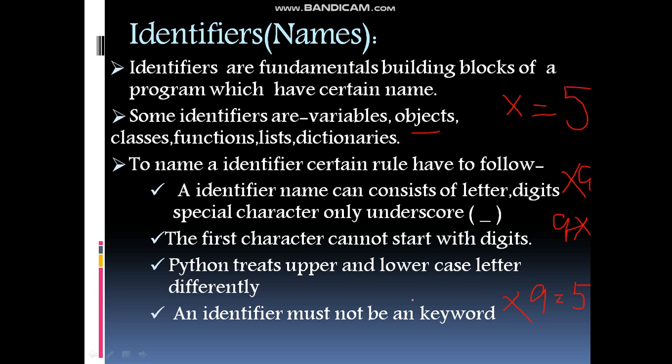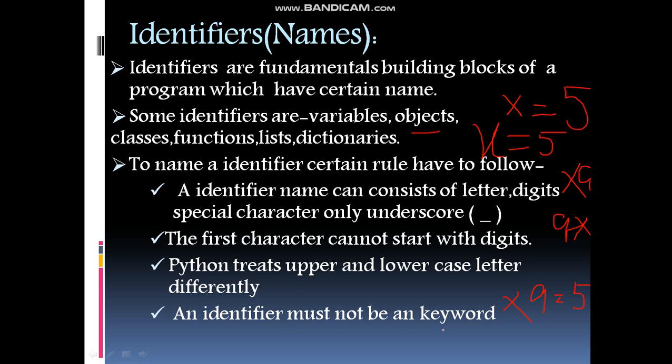Python treats uppercase and lowercase letters differently. Meaning if you have defined small x equal to 5 and here you have defined capital X equal to 5, Python will understand capital X as one thing and small x as a different thing. Small case means small letter and uppercase means capital letter. It will treat them as different things.